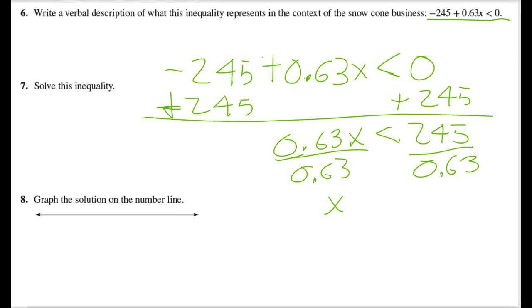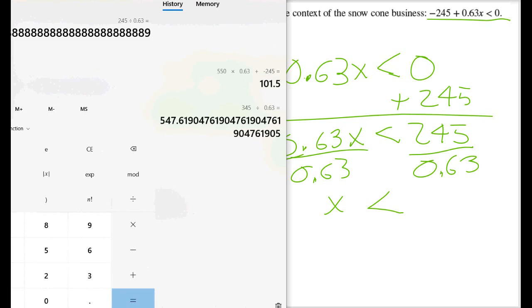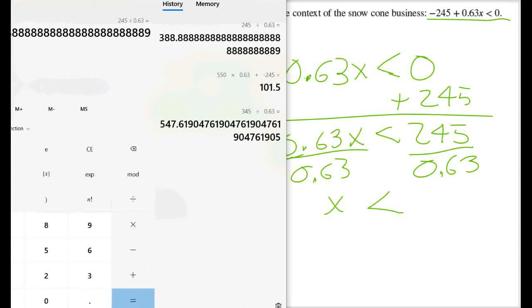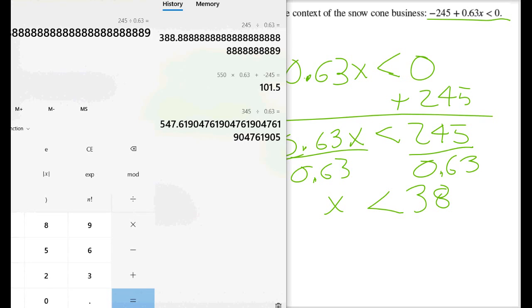We should end up with a number that we've seen before. And I'm not flipping the sign since we're not dividing or multiplying by a negative. So I have 245 divided by 0.63. Maybe we didn't have that before. At any rate, 389. And actually, this kind of represents what I was saying. I should round off to 389, but at 389, it's actually 388.88888.